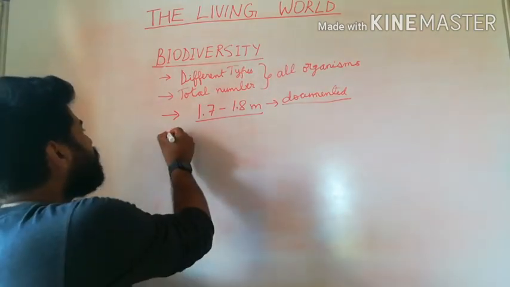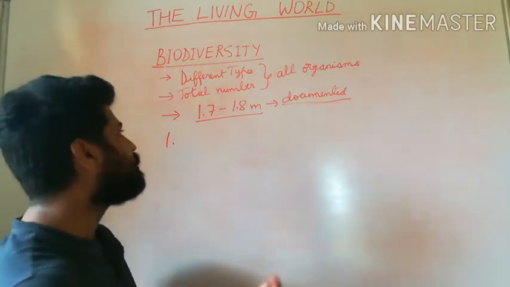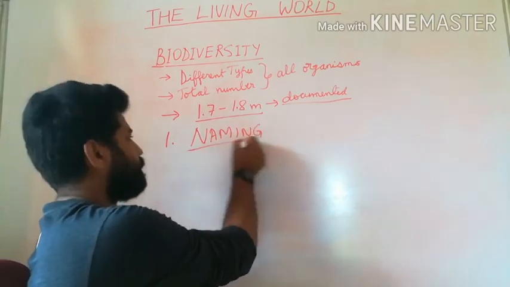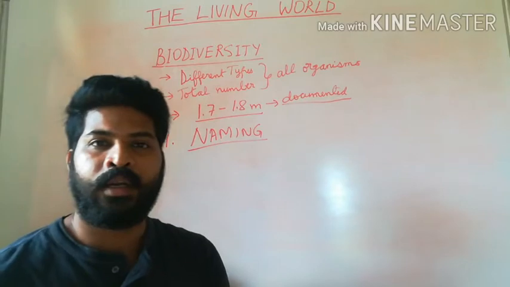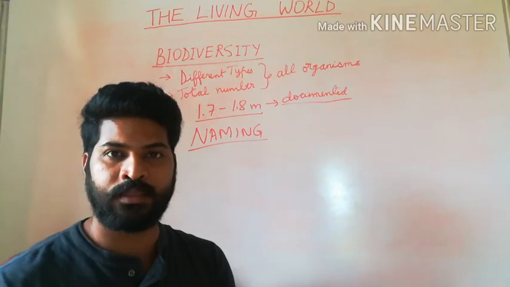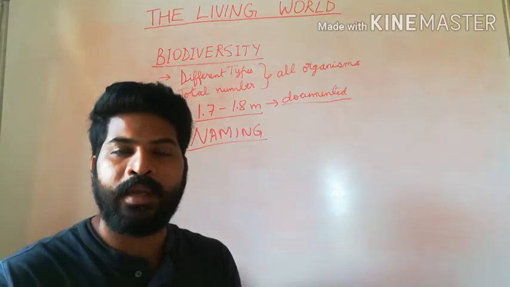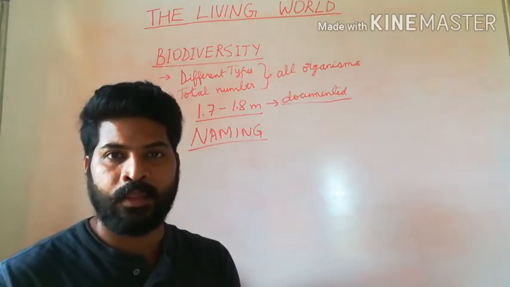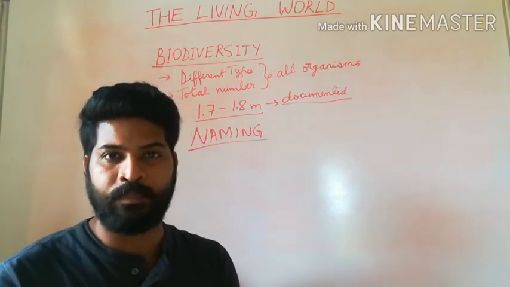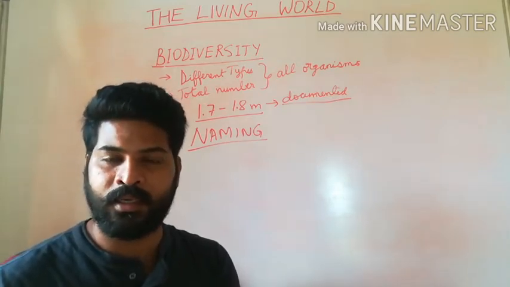One of the first things that we need to do when we study biodiversity is naming of organisms. Take for example a classroom of 45 students. Because every student has his or her own individual name, it is very easy for the teacher. Imagine a situation where in the same classroom there are 4 students with the same name. What would happen? That would create a lot of confusion, isn't it?